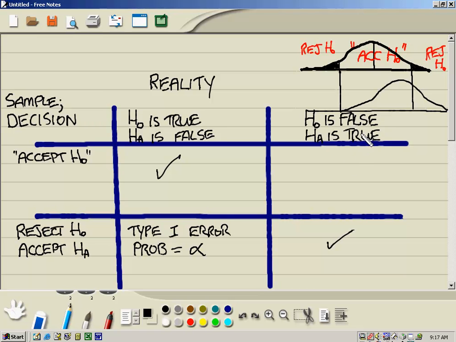But if the null is false, this distribution is in force, and we accept the null, that is, we get in the acceptance region, we've made a mistake, right? Instead of the true mean being here, it's here. So if the null is false and we accept it, that's an incorrect decision. That's called a type 2 error. Again, that's the Roman numeral 2.